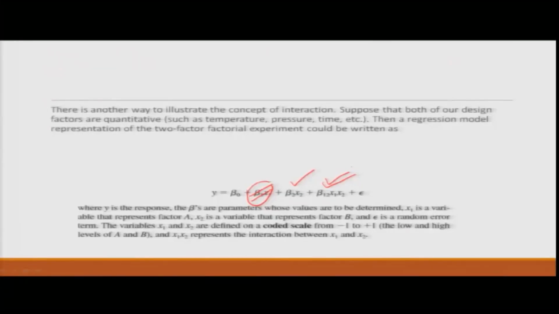Here it states that y is the response, the betas are the parameters whose values are to be determined, x1 is the variable representing factor A, x2 is the variable representing factor B, and epsilon is the error term. The variables x1 and x2 are defined on the coded scale from -1 to +1. Obviously, you can scale them, while x1 into x2 represents the interaction between x1 and x2 taken together.